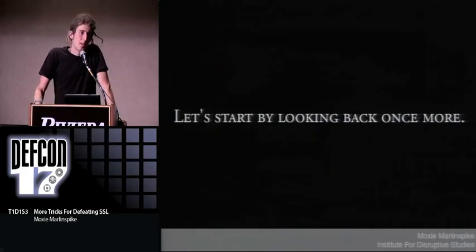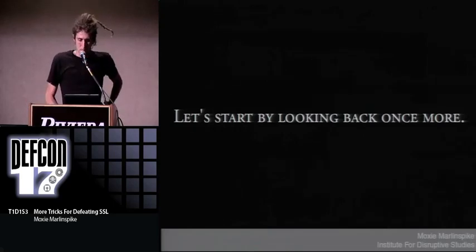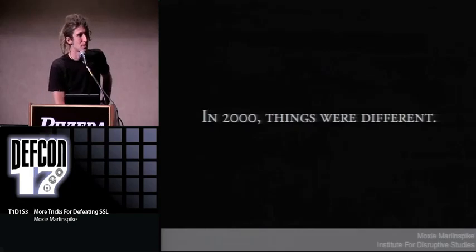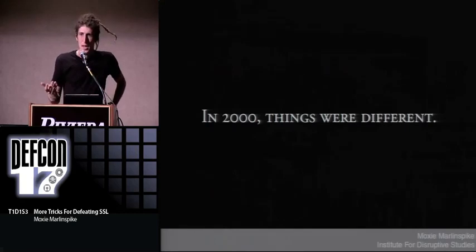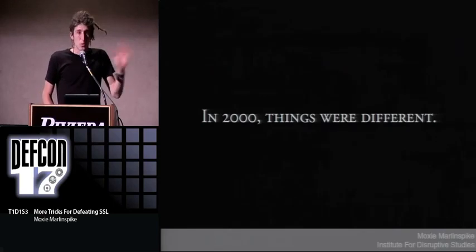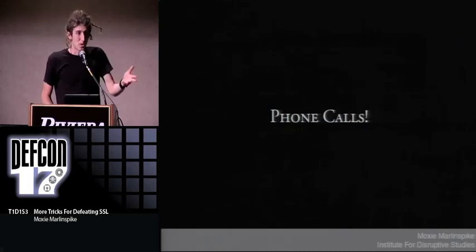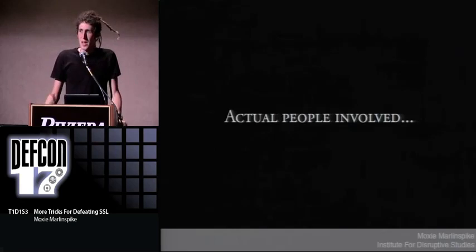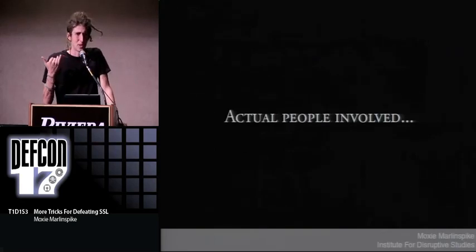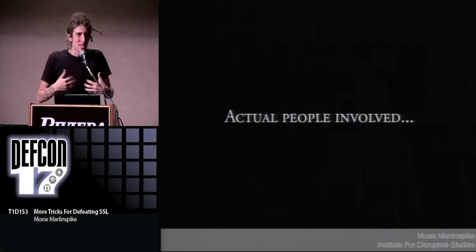So let's start by looking back into the past. In 2000, the late 90s or so, things were different. When I was applying for certificates to exploit this basic constraints vulnerability that I talked about, I just needed to get a certificate for a domain that I owned. And back then it was crazy. There were notaries. I had to show actual state ID to people. There were phone calls with actual people involved. I actually remember talking on the phone with this guy at VeriSign, and he was grilling me, and I was thinking to myself, my God, how am I going to prove to this guy that I am me?